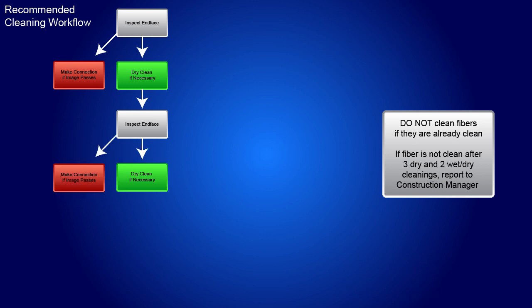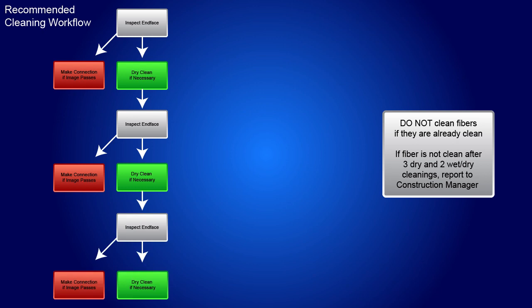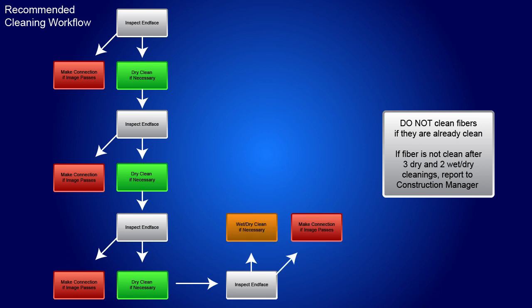After this inspection, make the connection if the end face is clean or clean it using a dry clean method. Remember that inspection always follows cleaning, and you can make your connection if clean. If the end face is still not clean, perform the third dry cleaning, then inspect the end face. If you have performed 3 dry cleans and the end face is still not acceptable, move on to the wet dry cleaning method.